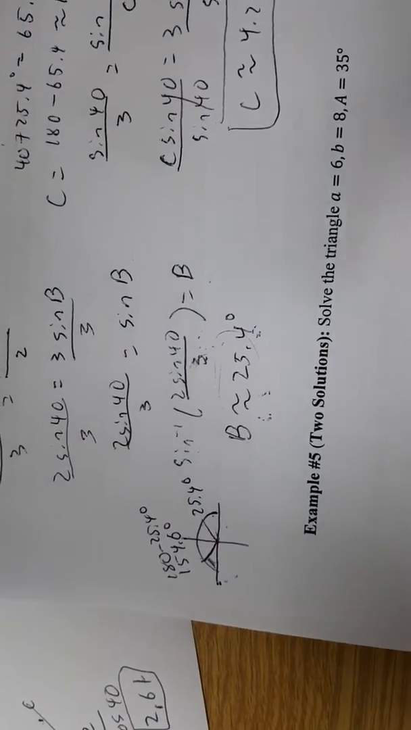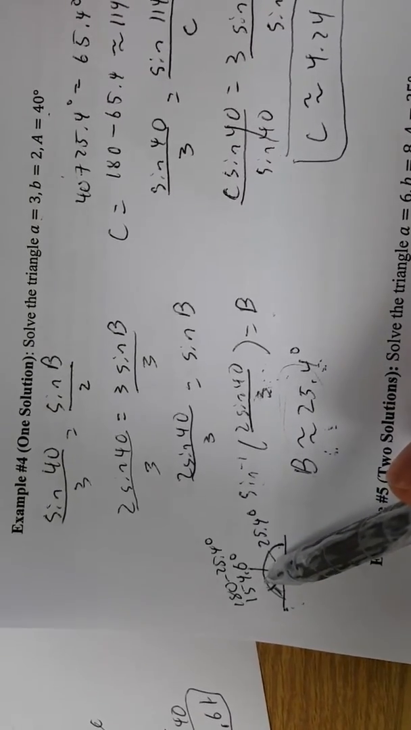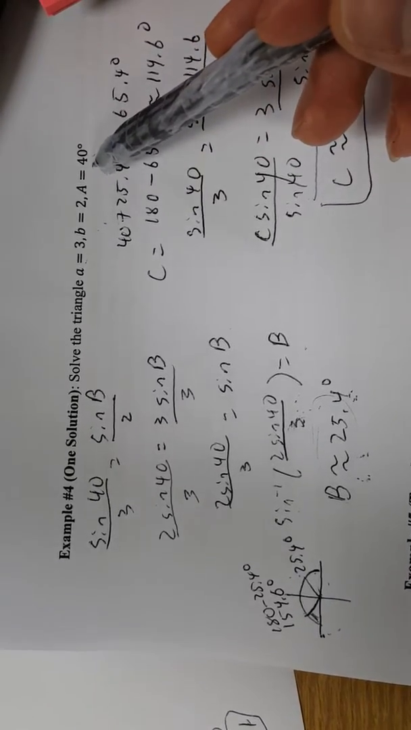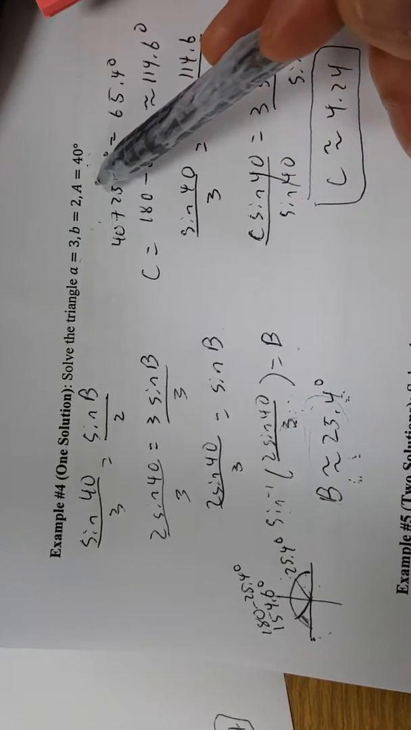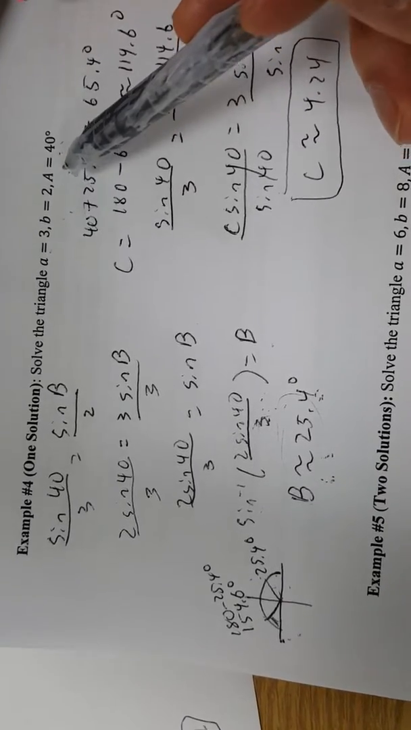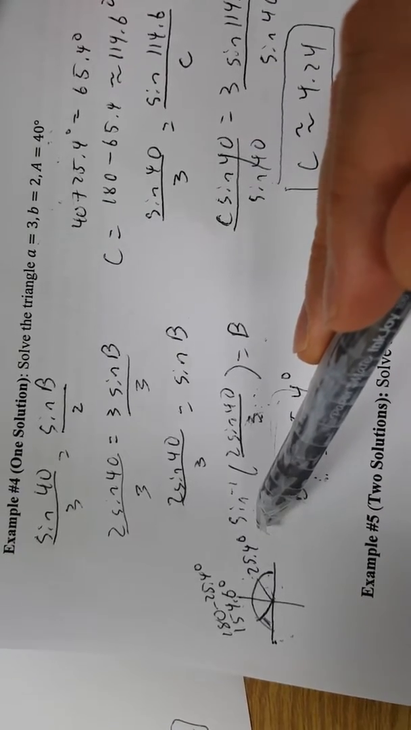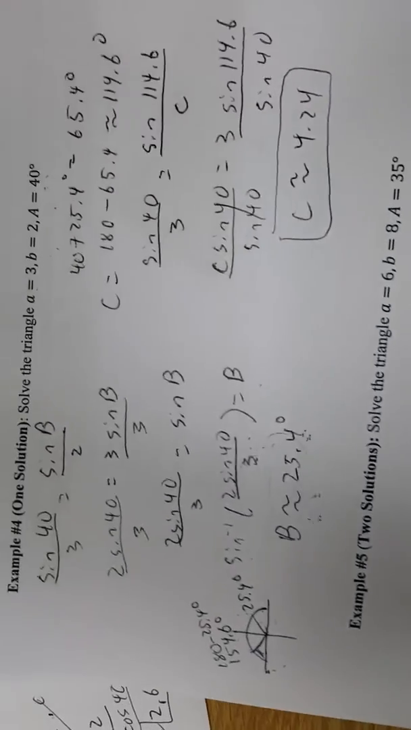Now, the reason why I just continued this problem without focusing on that is if this angle is 154.6 and this angle is 40 degrees, 40 plus 154.6 goes over 180, and that means I cannot have that triangle. So that's why I don't worry about this case. So I just go along and do this case. Okay? But now when we go to example 5, we have to worry about that second case. So I'm going to go through example 5 and I'm going to show you that process again.